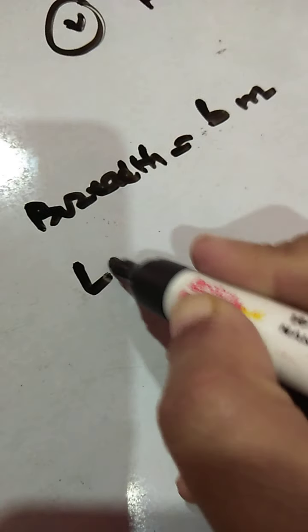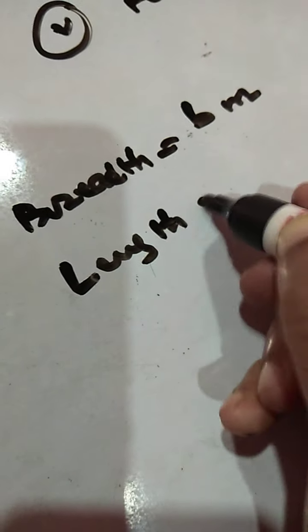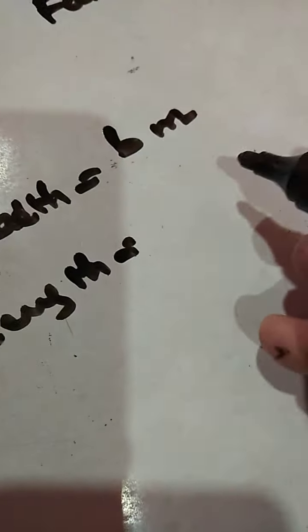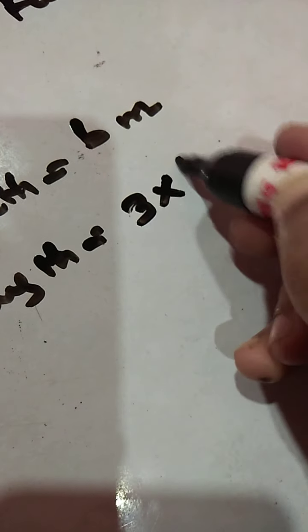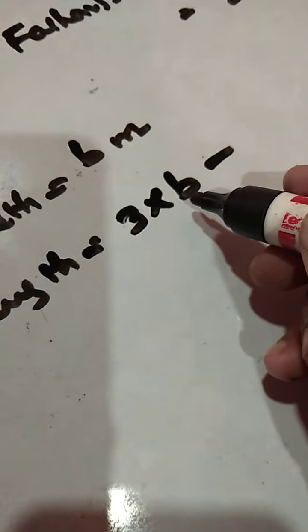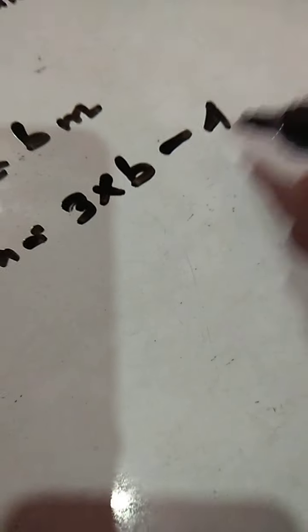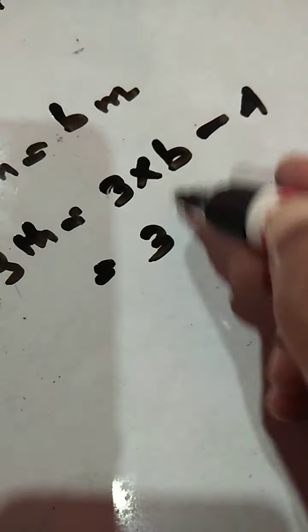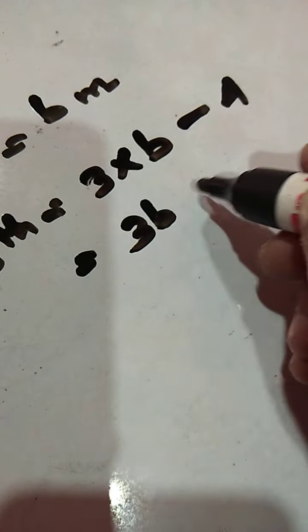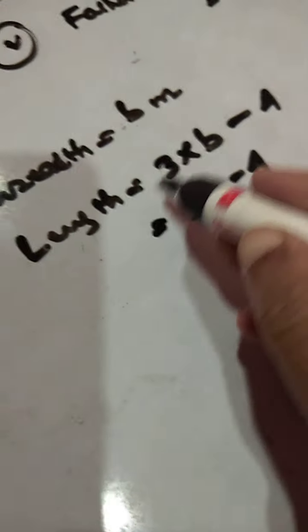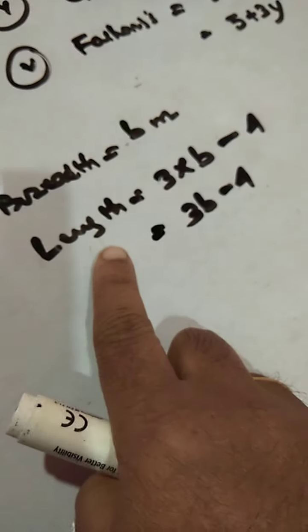Okay, so the length would be, now we'll again read the sentence. Length is 4 meters less than 3 times the breadth. 3 times the breadth means what? 3b, and from this 3b we have to subtract 4. So the required length is 3 into b, that is 3b minus 4. So this is the dimension of length when the breadth is given as b meter.